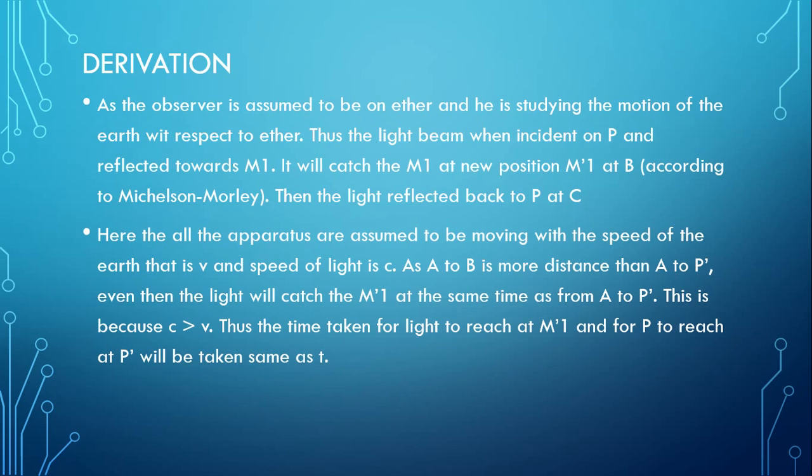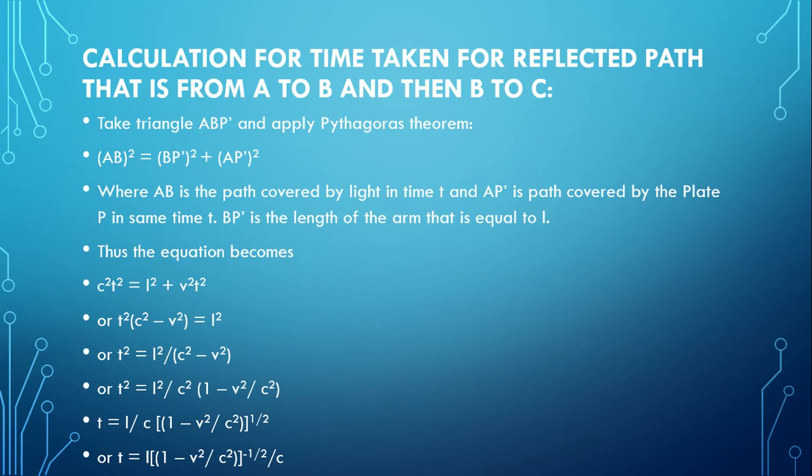The speed of light is c. Although A to B is more distant than A to P dash, even then the light will catch M1 at the same time as P reaches P dash. This is because c is greater than v. Thus the time taken for light to reach M1 and for P to reach P dash will be the same, t. Calculation for time taken for the reflected path, that is from A to B and then B to C.